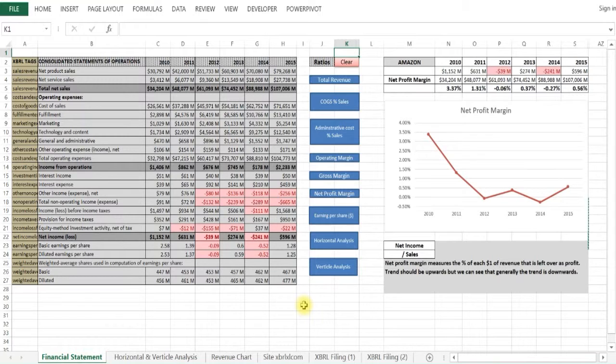Net profit margin. Net profit margin measures the percentage of each $1 of revenue that is left over as profit. The trend should be upwards, but we can see that generally the trend is downwards for Amazon.